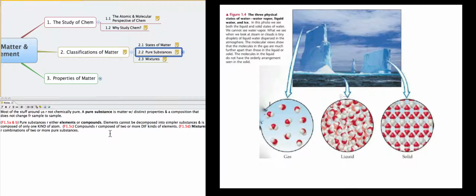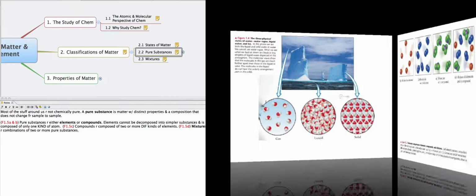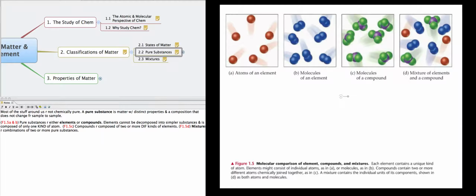Most of the stuff around us is not chemically pure. A pure substance is matter with distinct properties and composition that does not change from sample to sample. Pure substances are either elements or compounds. Elements cannot be decomposed into simpler substances and are composed of only one type of atom.